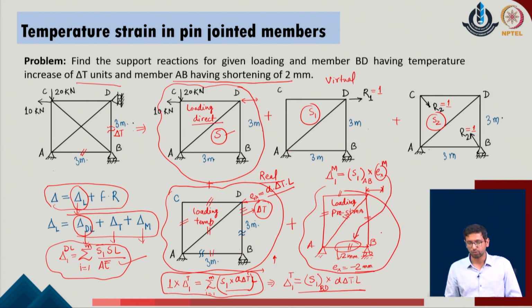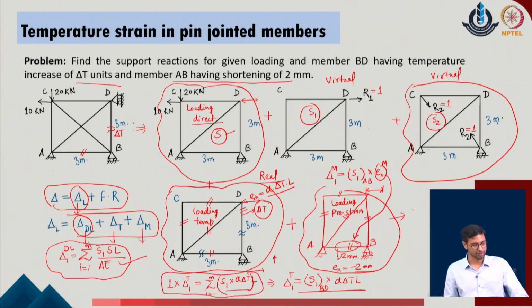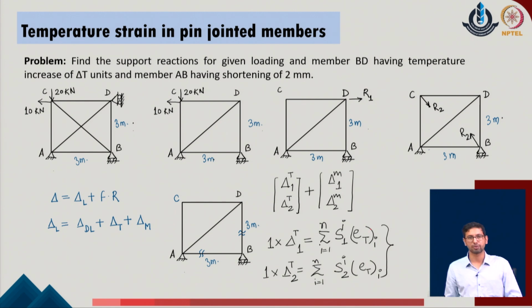I can do this procedure similarly for the delta 2 component, which is corresponding to the redundant 2, in which this system will become my virtual system, and correspondingly the system of the temperature, and then for the system of the member pre-strain I can do this calculation. We describe this component in a very simple manner by writing delta 1 due to the temperature, delta 2 due to the temperature in the direction of the redundants 1 and 2. Similarly, due to the member pre-strain, the values of delta 1 and delta 2 can be defined, and any of these values can be described by these simple expressions.